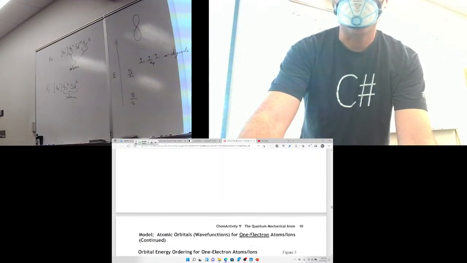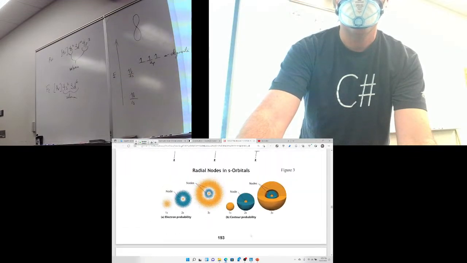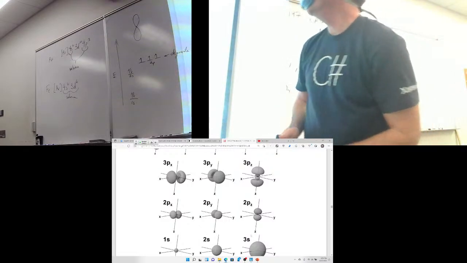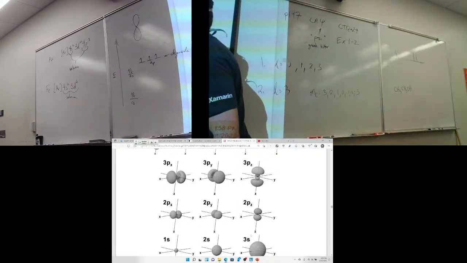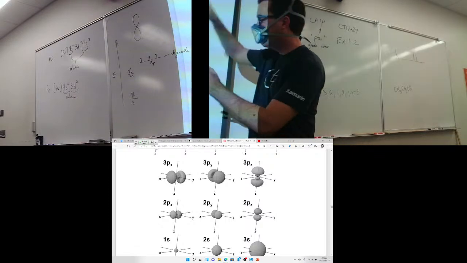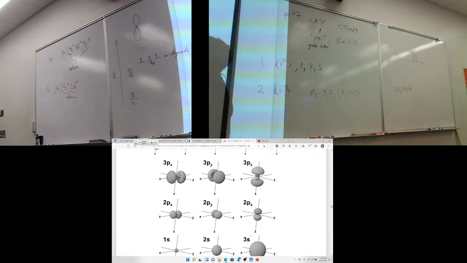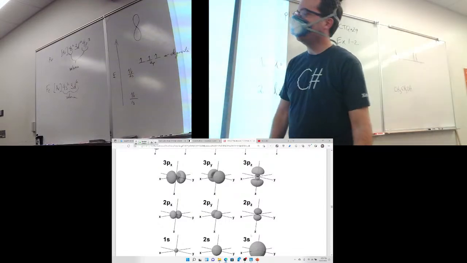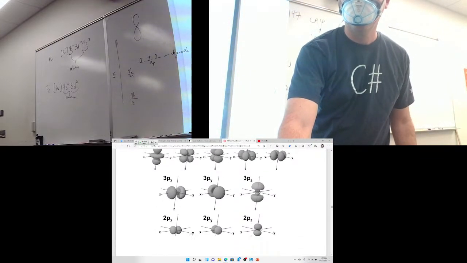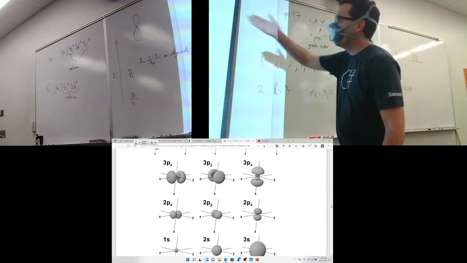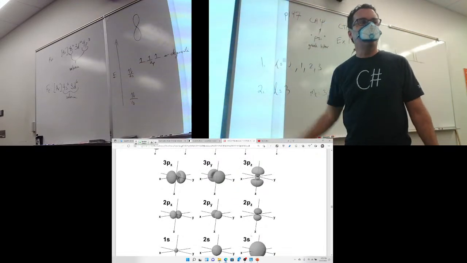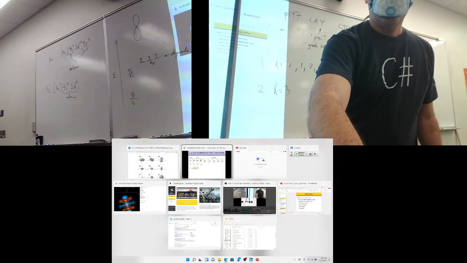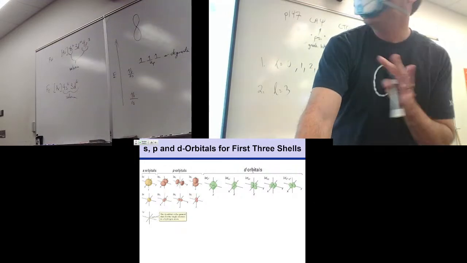So if you go back to page 193, you can see it pretty evidently. Here's the 2p orbital, the normal dumbbell shape. When you get to the 3p, you start getting weird little details that pop up that you didn't really notice before. But it's still that overall shape. It's one lobe up, one lobe down. So don't worry about the details. Just know the general shapes.